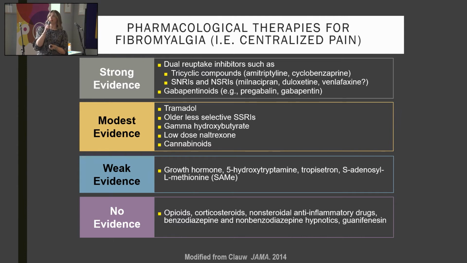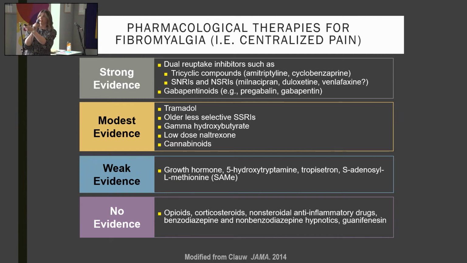GHB, I wouldn't recommend giving that to people. Does anybody know what GHB is colloquially? In America, they call it the date rape drug. Yeah. Can you imagine doctors being like, yeah, go take that? So don't give that one.